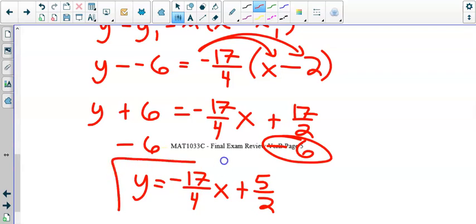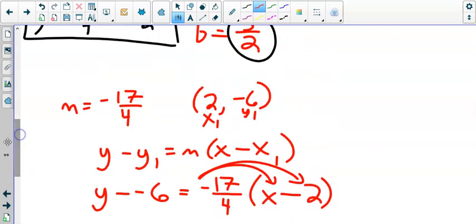This is how I taught you in class how to do it. Both are valid methods. Whether you want to plug in a point to x, y, and then plug in your m and figure out what b is, and then rewrite, or whether you want to plug into point slope and then do a little manipulation. All the same, both are about the same amount of work. Okay?